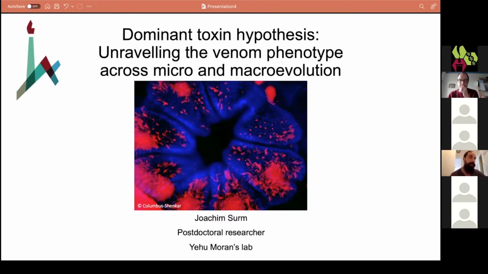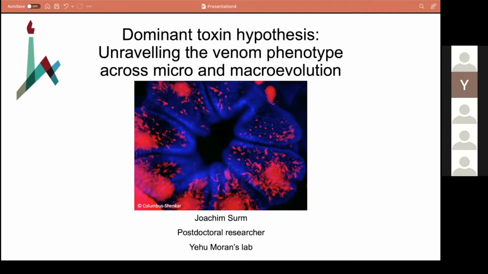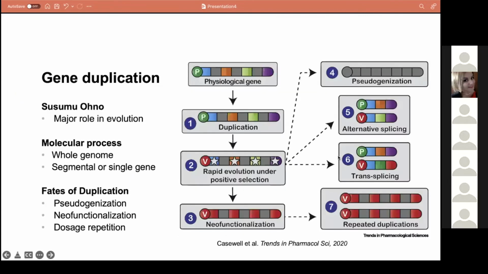More specifically is understanding the molecular evolution of venom. And when we investigate molecular evolution, one of the major pillars is gene duplication. Okay. So back in 1970, Susumu Ohno postulated and pioneered the idea that gene duplication has a major role in the evolution of organisms.